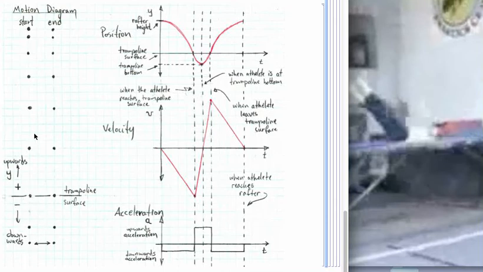On his way down, he had a very large velocity. A moment later, he has a smaller downwards velocity. And a moment later, a very small downwards velocity. And the next moment, he's actually stopped. Now the trampoline is launching him upwards.